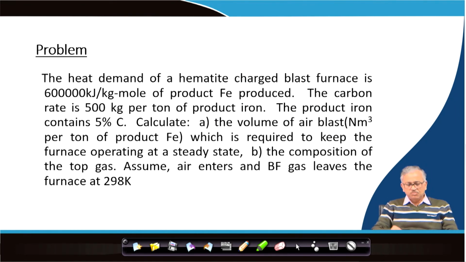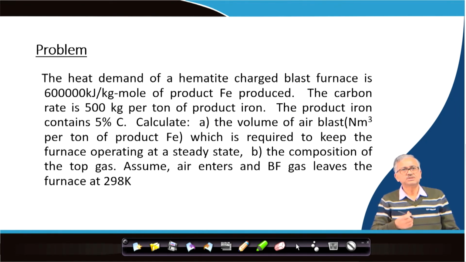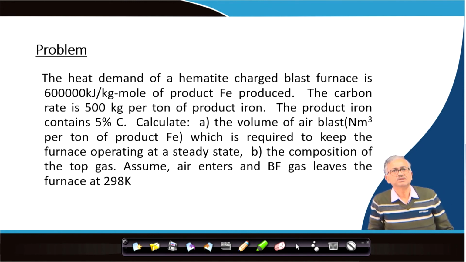Now let us solve one simple problem based on this thermal pinch point. The heat demand of a hematite charge furnace is given as 600,000 kilojoule per kg mole of product iron produced. The carbon rate is 500 kg per ton of iron. The product iron contains 5% carbon, and you need to calculate the volume of the air blast required to keep the furnace operating in steady state, and the composition of the top gas. Two things you have to calculate. Your coke rate is given.